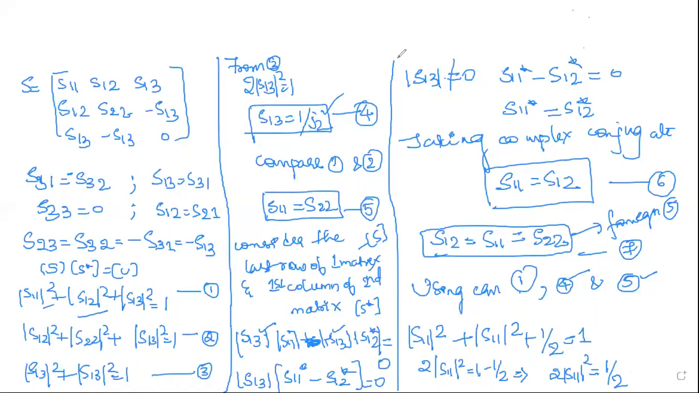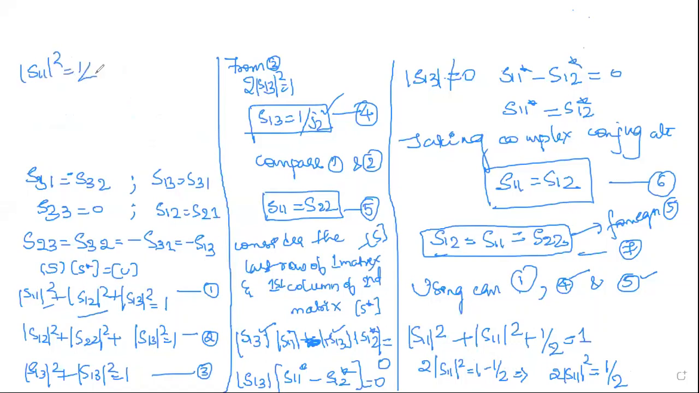So if you simplify the equation of S11, what is the value we'll be getting? 0.5, ma'am. We'll get S11 magnitude square is equal to 1 by 4, where S11 value is also equal to square root of 1 by 4, which is 1 by 2. You know S11 is also equal to S12. So even the S12 value also will be 1 by 2. S12 is also equal to S22. So again S22 value is also equal to 1 by 2.